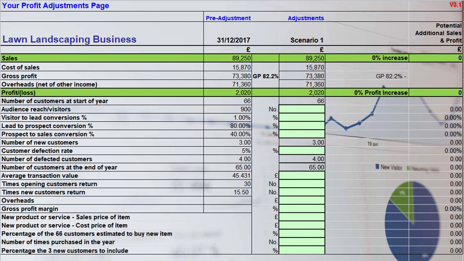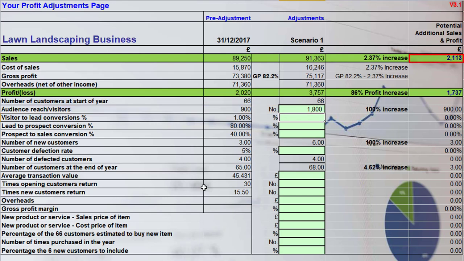Then we can see the power of leverage by focusing on a combination of these KPIs for your lawn and landscaping business. In this case, I'm going to assume that I can increase my audience reach or visitors, for example by doing some careful search engine optimization of your website, or if you don't have a website, by setting one up. You can quite quickly gain some more traction and get more visitors. I'm going to assume that we can double this to 1800.